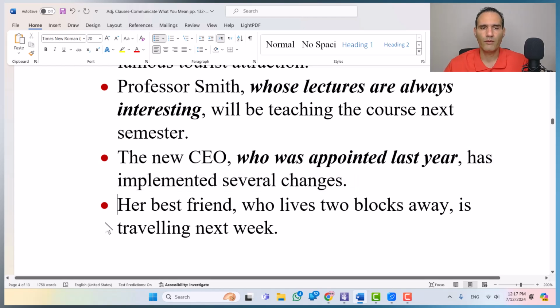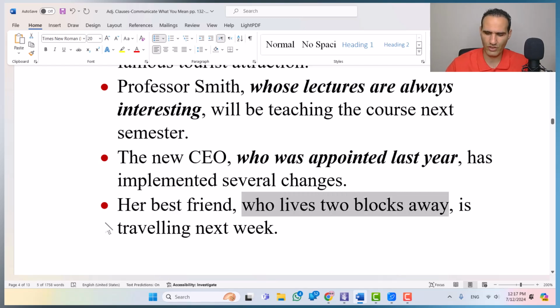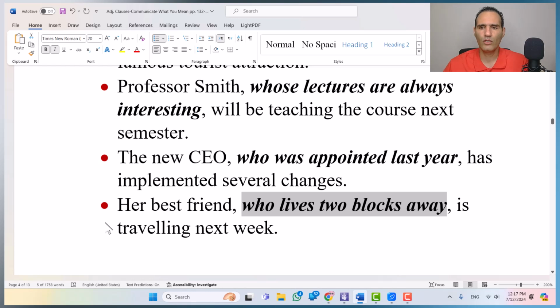Her best friend. How many best friends could someone have? Just one. So it is an unnecessary adjective clause. Her best friend, who lives two blocks away, is traveling next week. Got it?